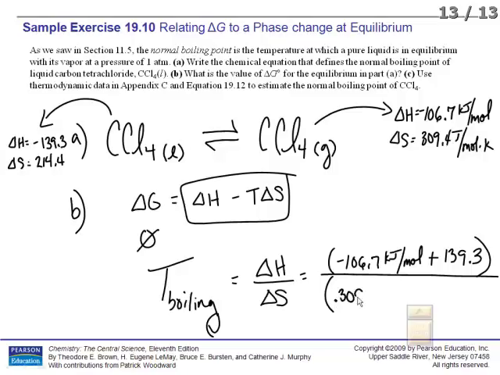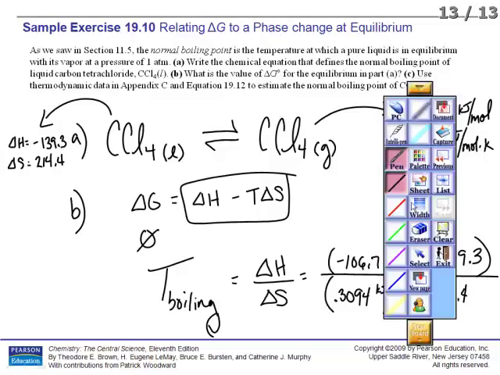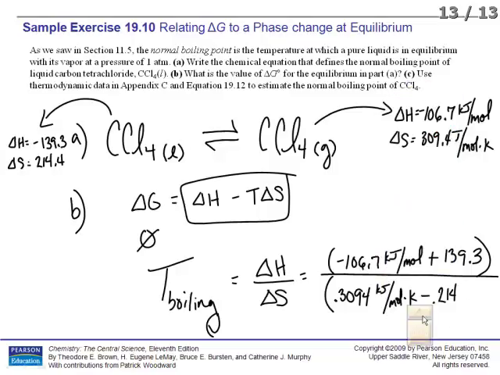So 0.3094 kilojoule per mole K minus the 214.4, oh sorry, 0.2144, sorry, kilojoule per mole K. Okay, your book does it in 2 different steps, so I'm just doing it all in one. So let's make sure I can get the correct answer here.